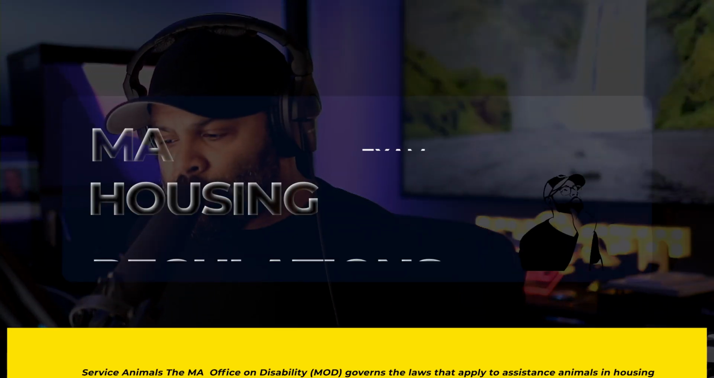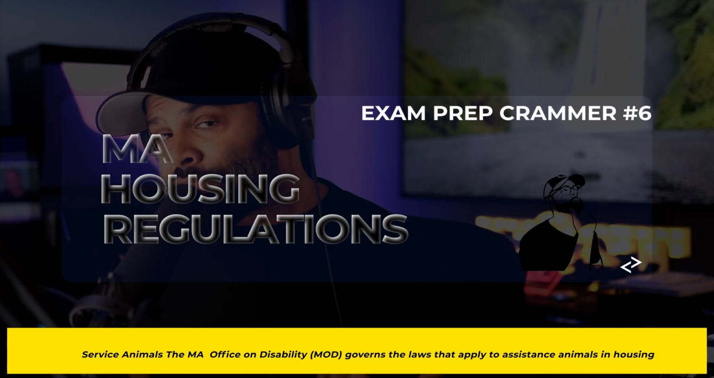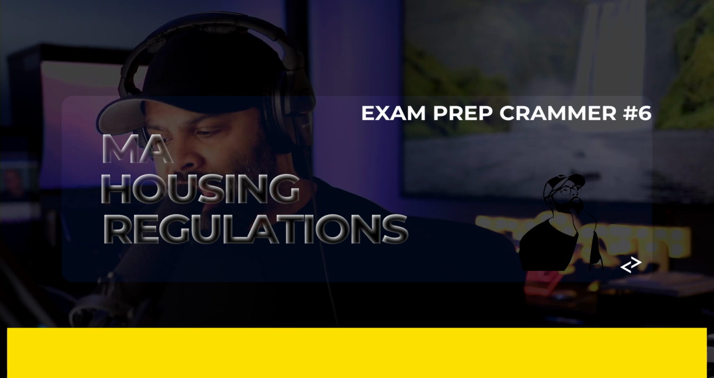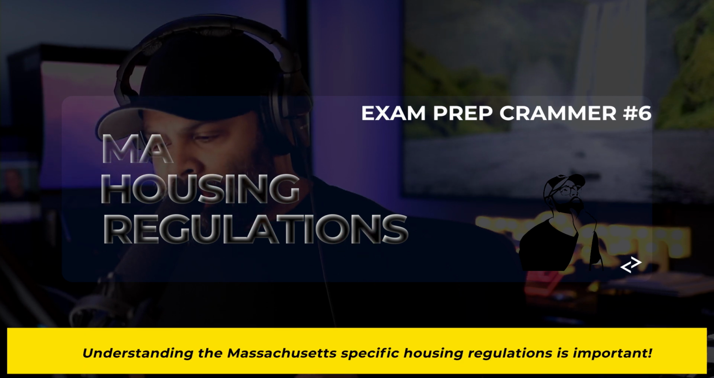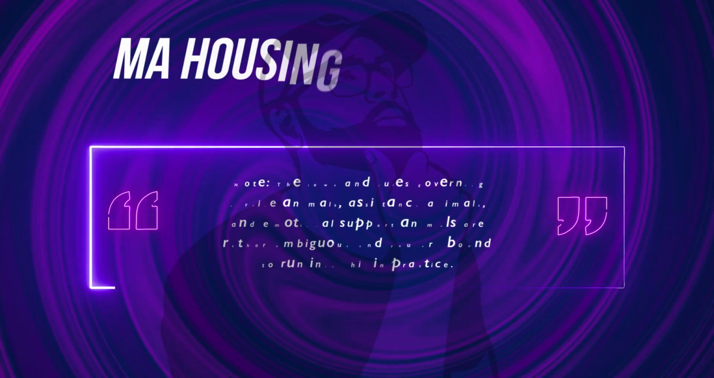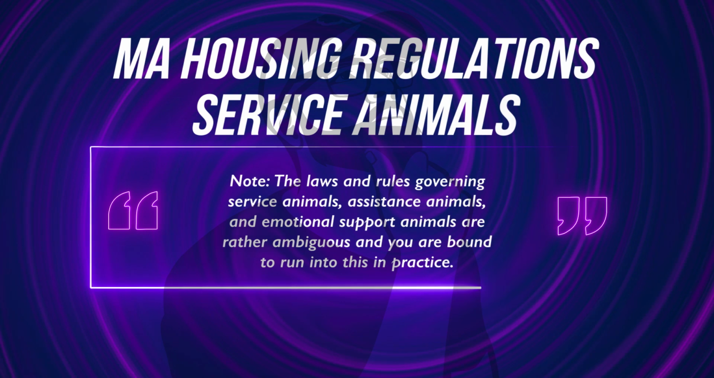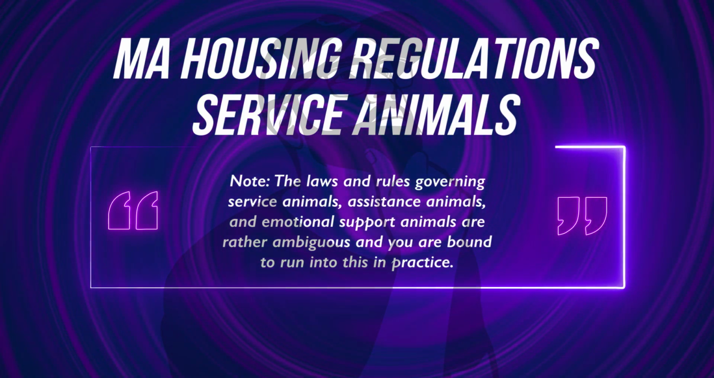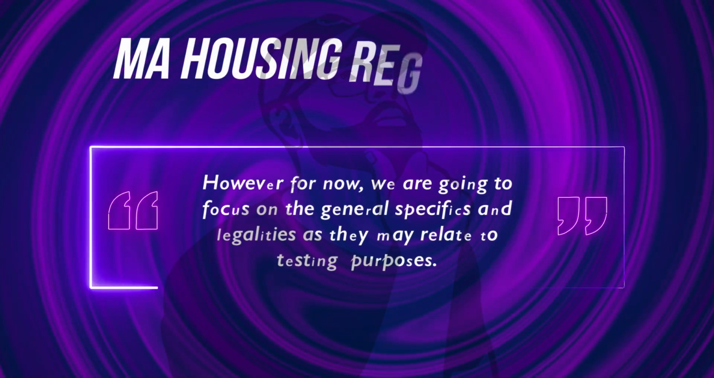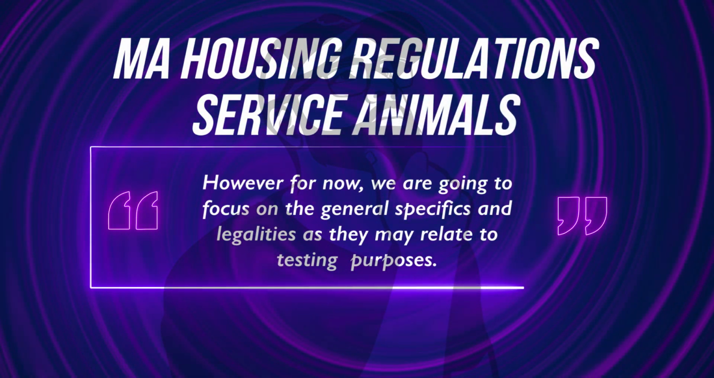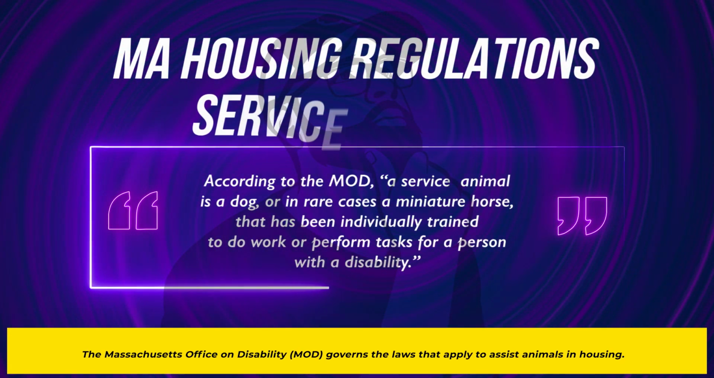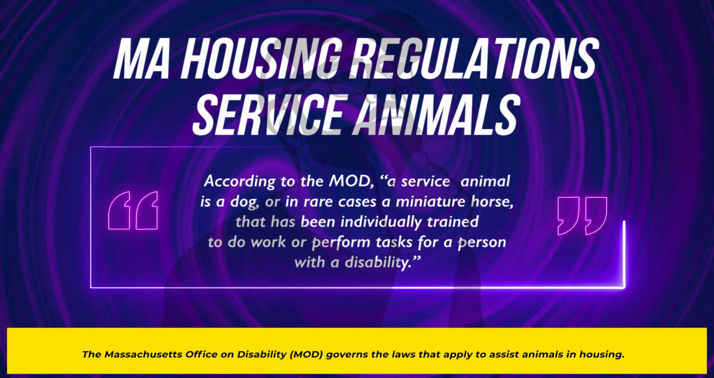So in Massachusetts, we have an office called the MOD, known as the Massachusetts Office on Disability, and it governs the laws that apply to assistance animals in housing. And the note I want you to take is the laws and rules governing service animals, assistance animals, and emotional support animals are rather ambiguous, and you are bound to run into this in practice. However, for now, we are going to focus on the general specifics and legalities as they may relate to testing purposes.